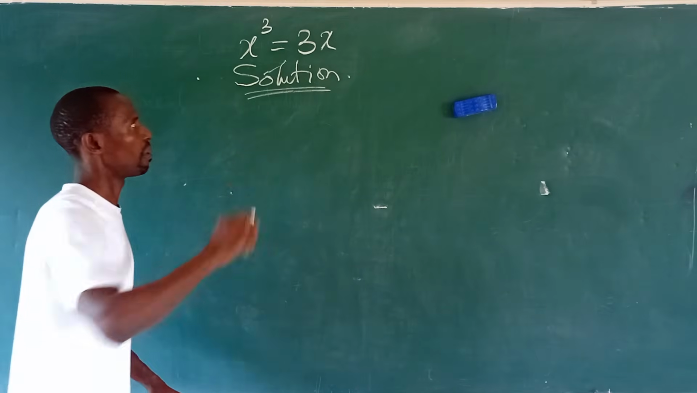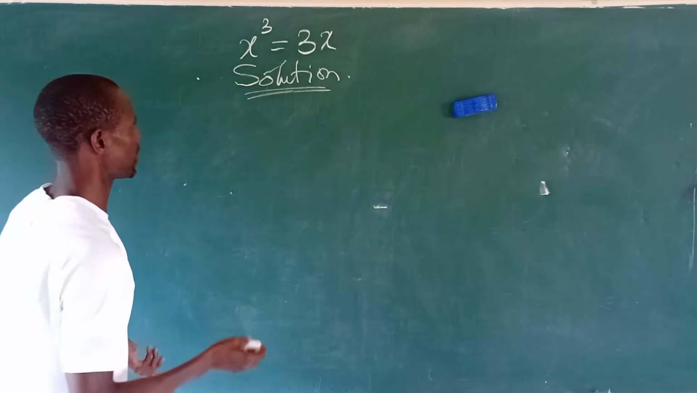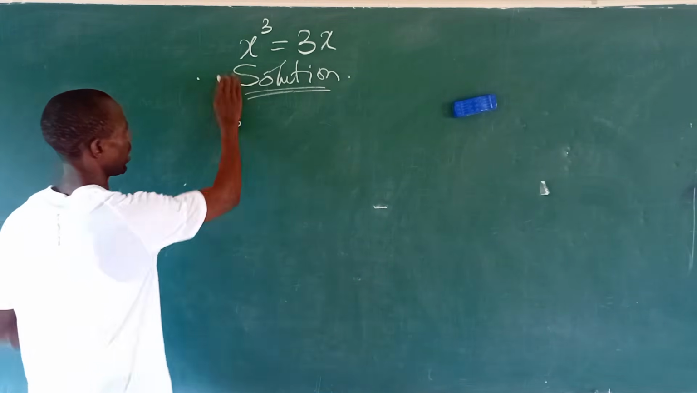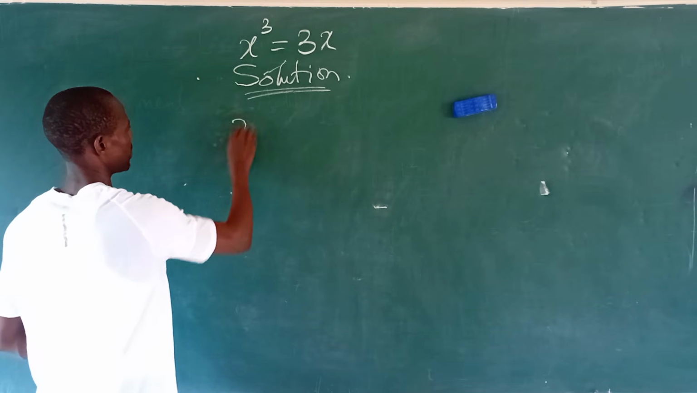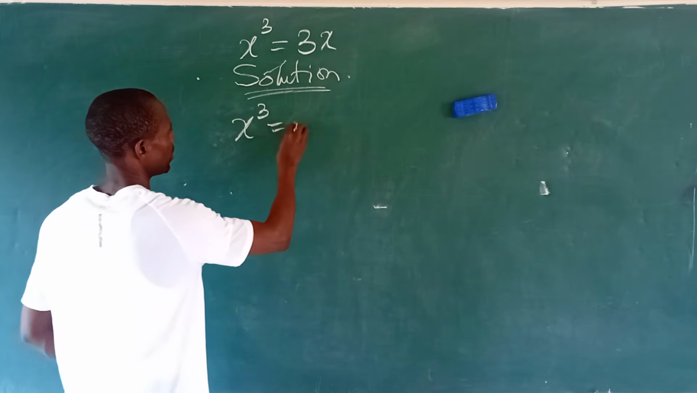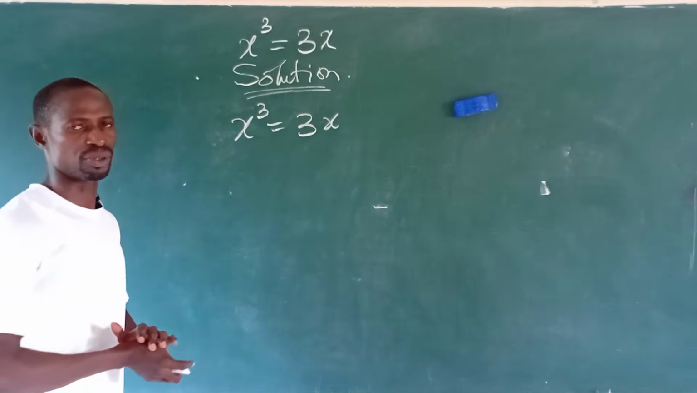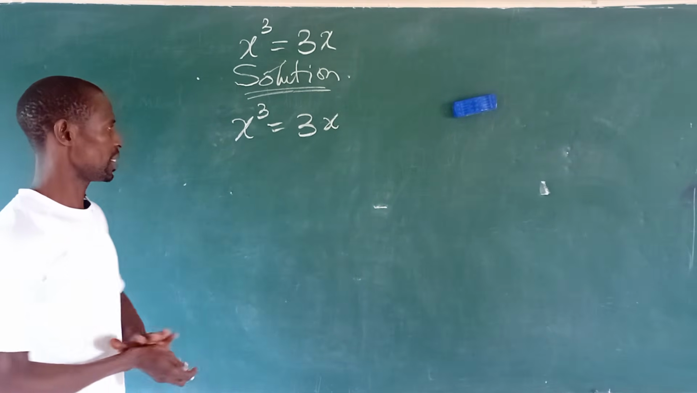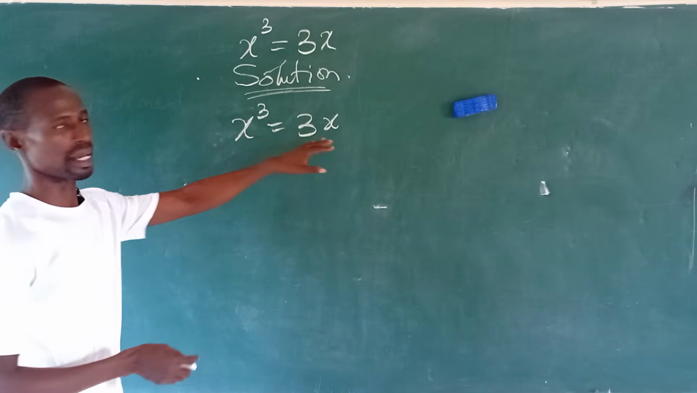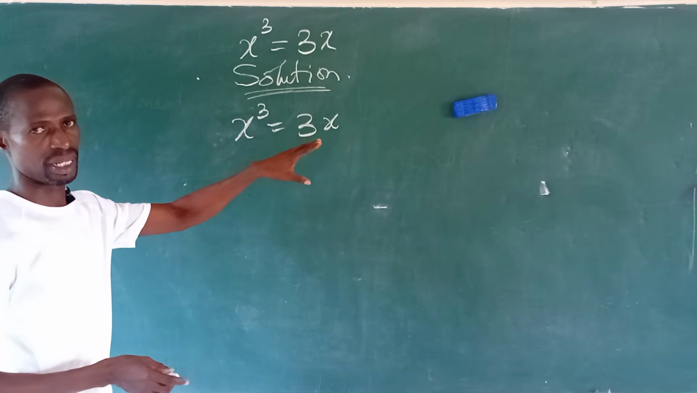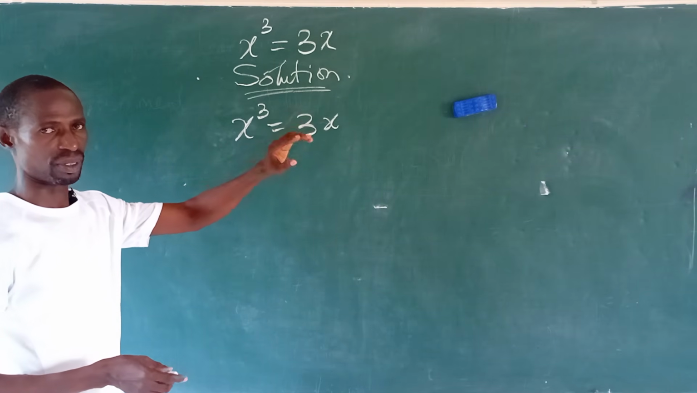So here we have to look for three values of x to this challenge. So we have our x. Let's take our x first. We have x to the power of 3 equals 3x here. Like I always tell my students and my viewers, never cancel out x from both sides here. If you do that, you are going to discard one of the solutions.